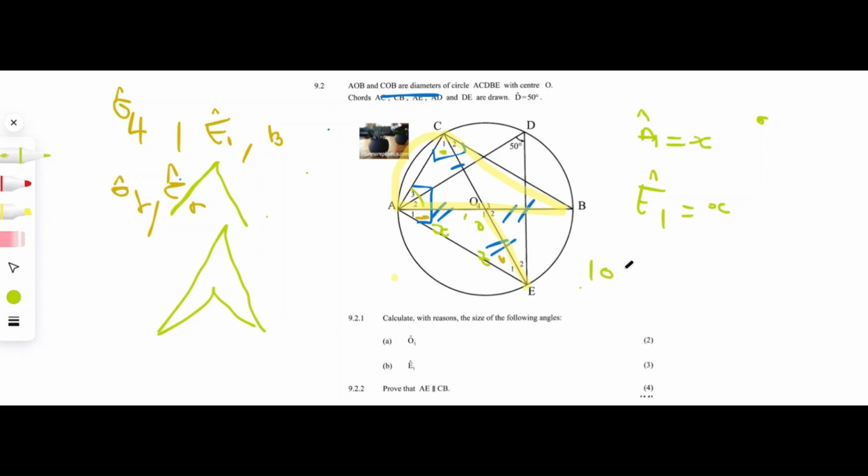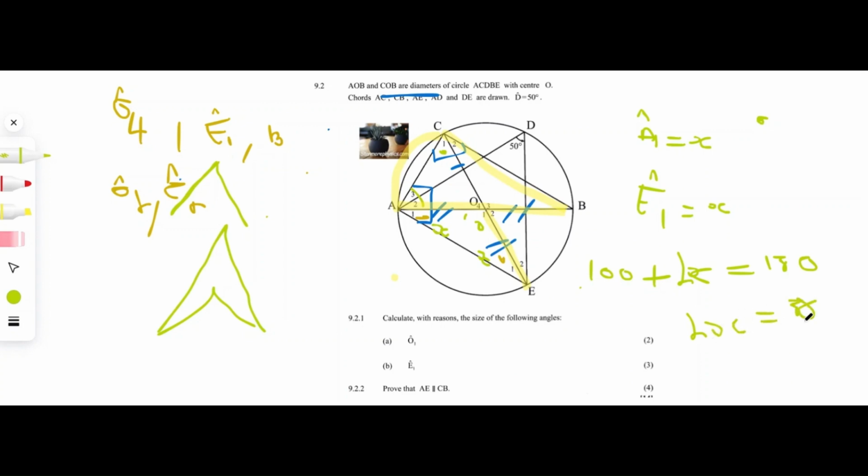So we're going to say 100 plus X plus X, which is 2X, equals 180 degrees. Reason is sum of angles of a triangle. We're going to take the 100 over onto the other side, leaving us with an answer of 18.